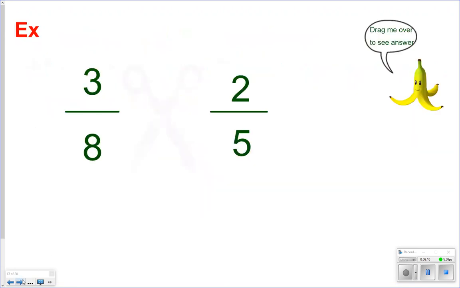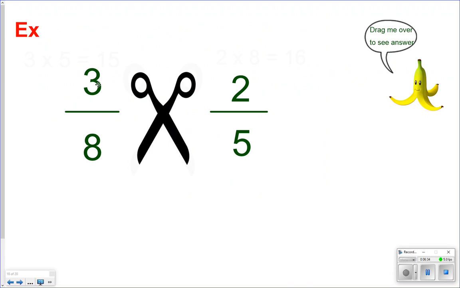Okay, here, compare between 3 over 8 and 2 over 5. Which one is greater? We know that to solve a question like this, we'll go to the down number. Down number here are different. So we can't solve? No, we can. We can solve it using our magical scissors. How to use our magical scissors? I'll put the magical scissors here and make it multiply.